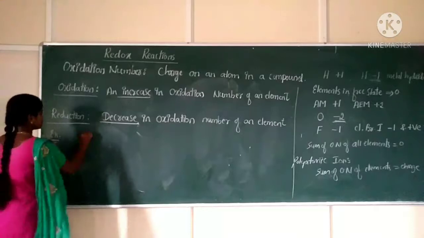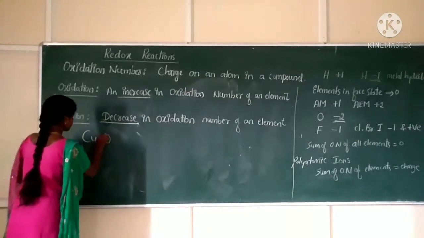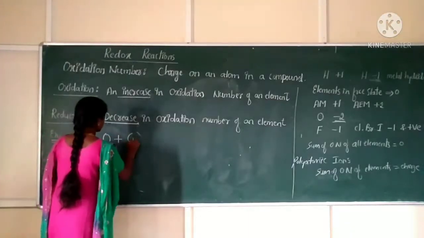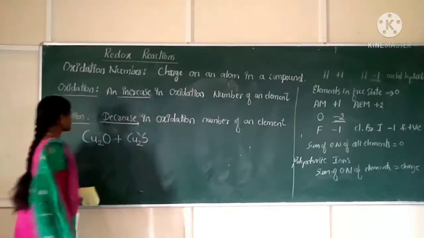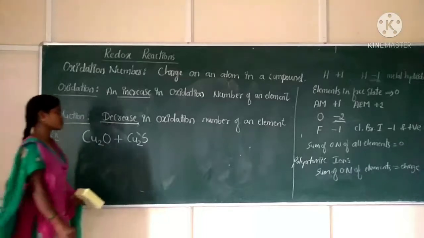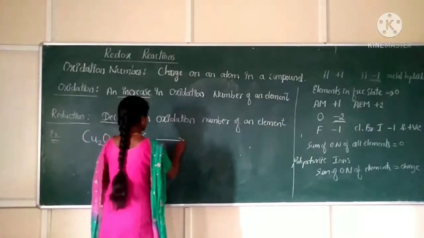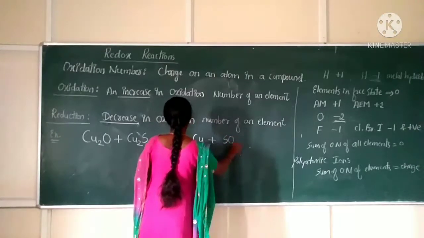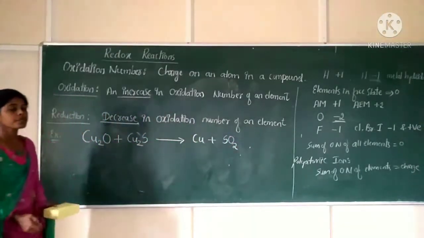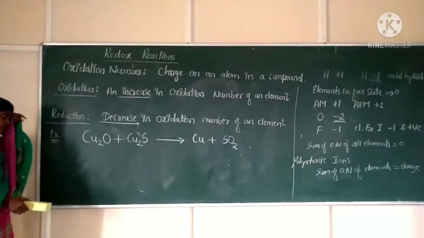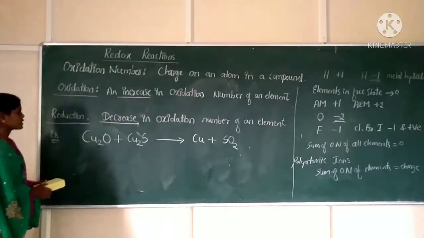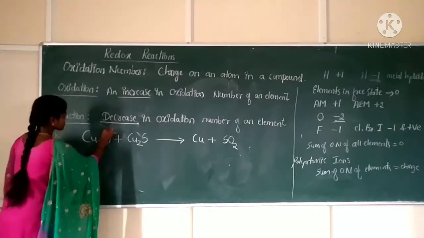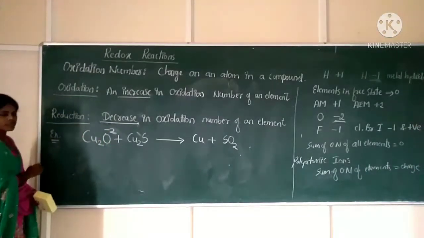For example, Cu2O reacts with Cu2S, and it forms Cu plus SO2. Now, find the oxidation number of copper, oxygen and sulfur. Oxygen oxidation state is what? -2. Oxygen oxidation state is -2.